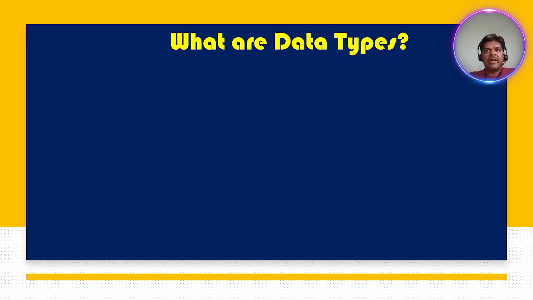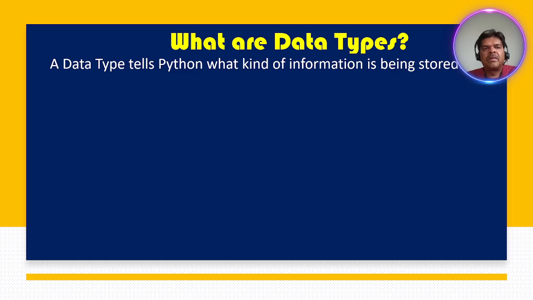So are these all the same type? If I'm passing values as a number and if I'm passing values as a name, are both the same type? No, both are different types. So here we are going to see what the data types are. A data type tells Python what kind of information is being stored.